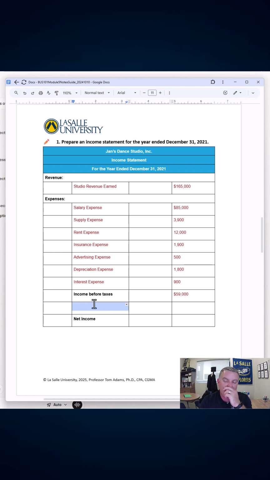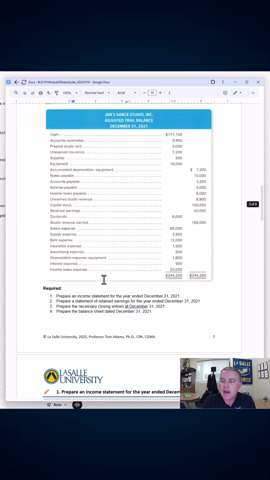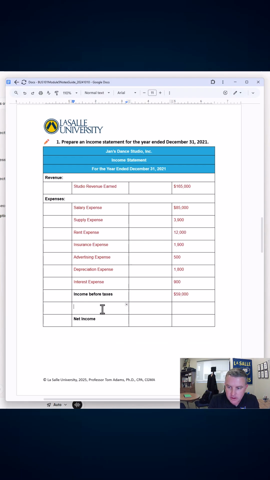Why do we do this? Well, to calculate how much you owe in income taxes, you need to know how much income you've made before you pay taxes. Normally we would do a calculation, but in this particular problem, they tell us what the tax expense is. They say income taxes expense is 23,000. So I'm going to type in income taxes expense, 23,000.